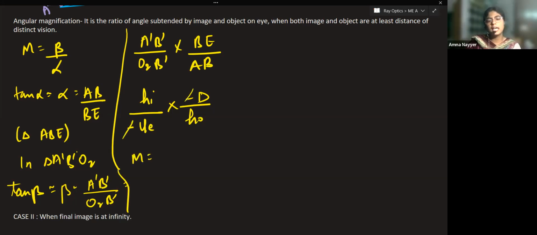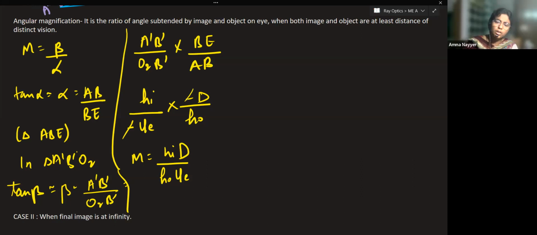Magnification's formula is height of image times least distance of distinct vision, divided by height of object times UE, that is the object distance for the eyepiece. Now see, we'll still not be using this. This formula will not be used anyway. This is of no use to you.